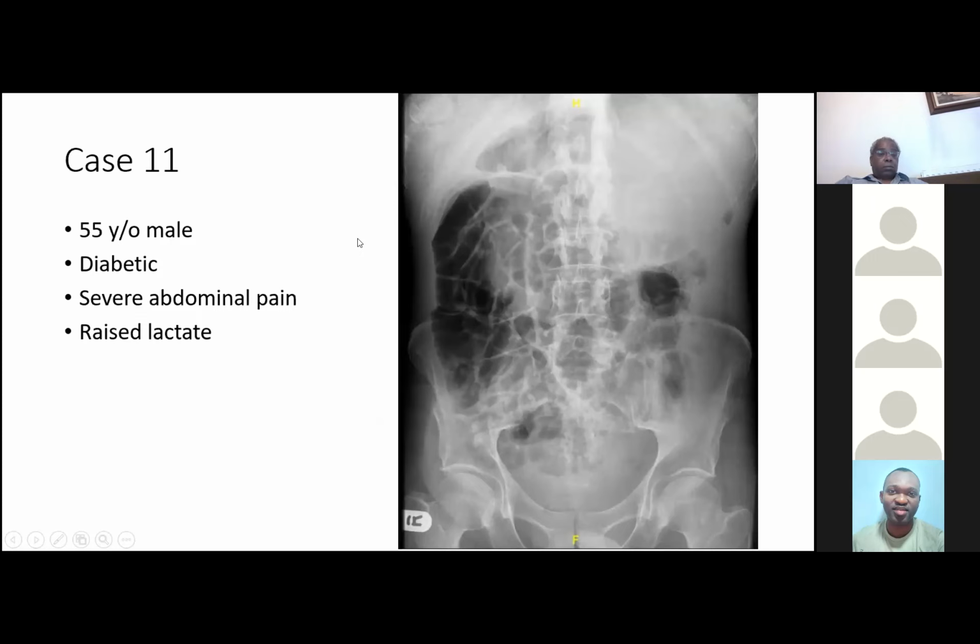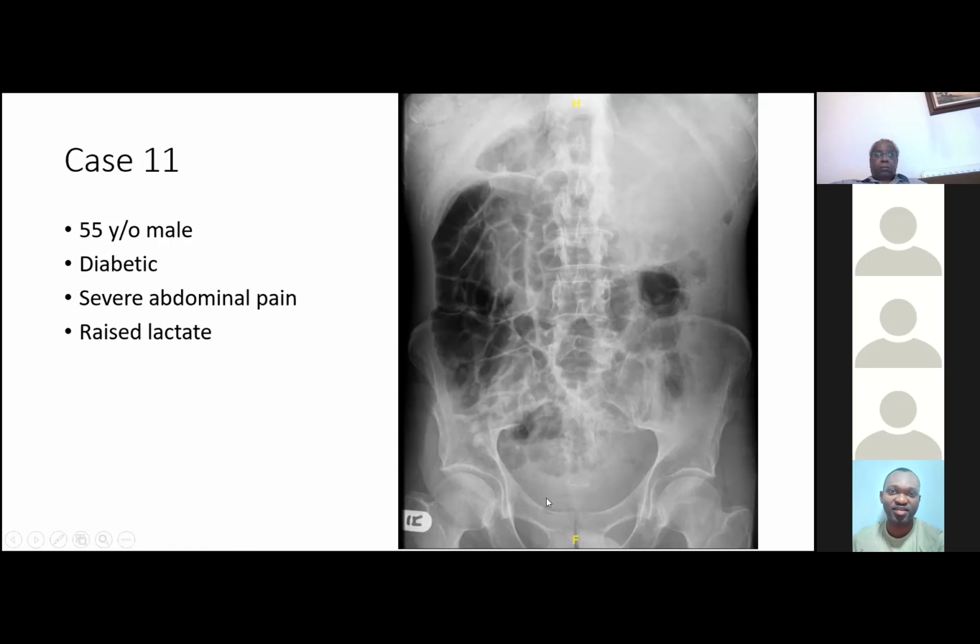Okay, case number 11. So this is a 55-year-old male, diabetic, with severe abdominal pain and raised lactate. So I'll talk you through this plain film because it's not as easy to pick up the findings. So in terms of technical adequacy, I mentioned that a few minutes ago. This one is barely adequate, but again, you want the inferior aspect of your X-ray to be slightly lower so that you can clearly see if the patient had a hernia, for example. Suspecting bowel obstruction, you need to be able to see the ischial tuberosities, but in this case, they've just trimmed them off.